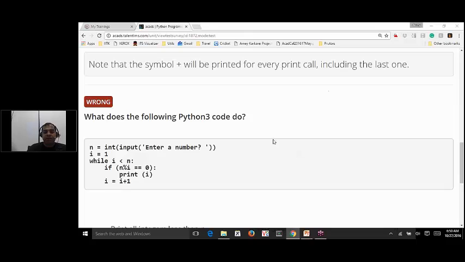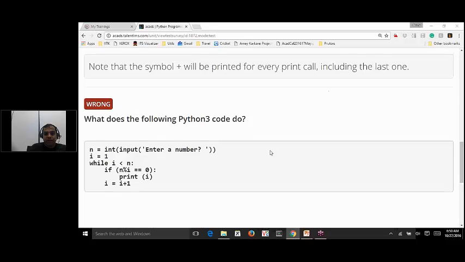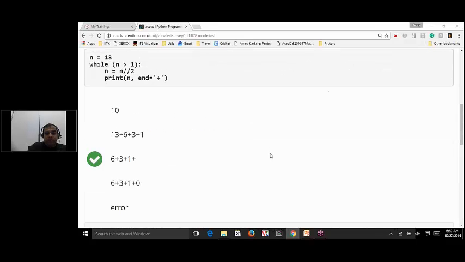Okay, so let me discuss the answers. So in the first case, you are trying to divide number n by 2, and you are doing integer division and then printing n. Okay, so what the values of n in this case will be, say 13, you will start with 13, followed by 6, followed by 3, and followed by 1.